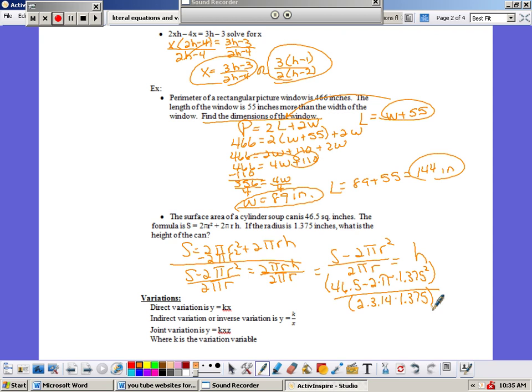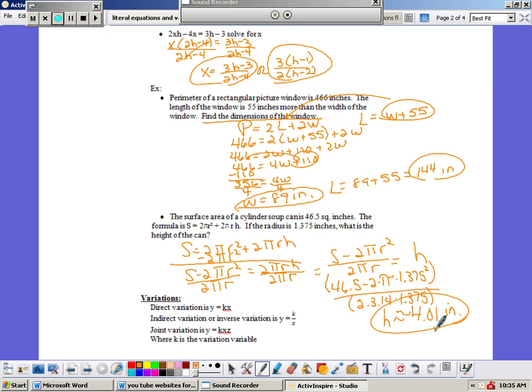and then divide. So parentheses 46.5 minus 2 times 3.14 times 1.375 squared divided by 2 times 3.14 times 1.375. So h is approximately 4.01, and that would be inches.